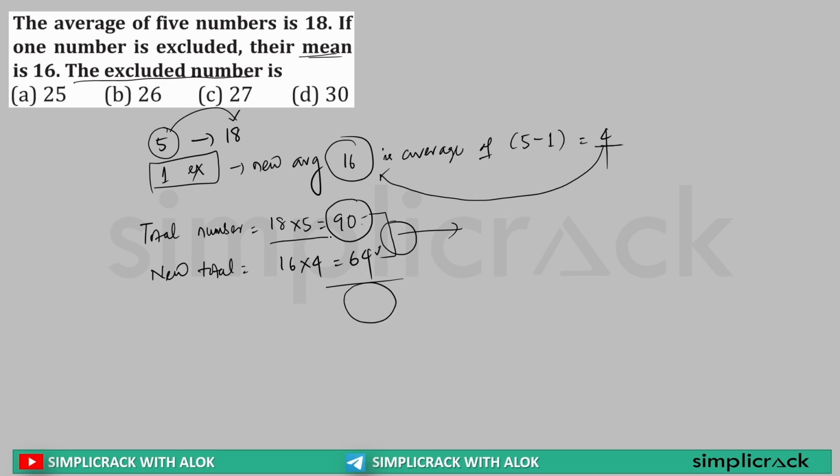Here the value of 5 numbers was added. Here the value of 4 numbers is given. So if I take the deduction, I will understand actually what value has been excluded from this total, right? Now, 90 minus 64 is equal to 26. Clear? So 26 is the value of the number which has been excluded. So the answer is 26.